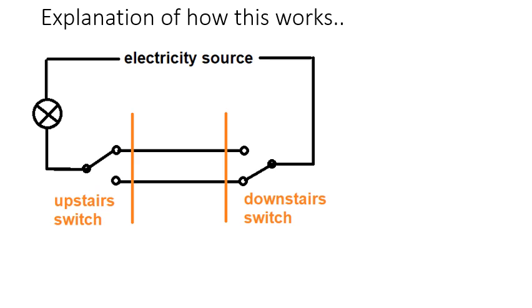So how does this work? Well, what I've got here is a diagram that I've drawn to show you. You've got an electricity source, you've got your upstairs light bulb, you have your upstairs switch, and you've got your downstairs switch. And this section between the two orange bars is the wiring that is found behind your wall.